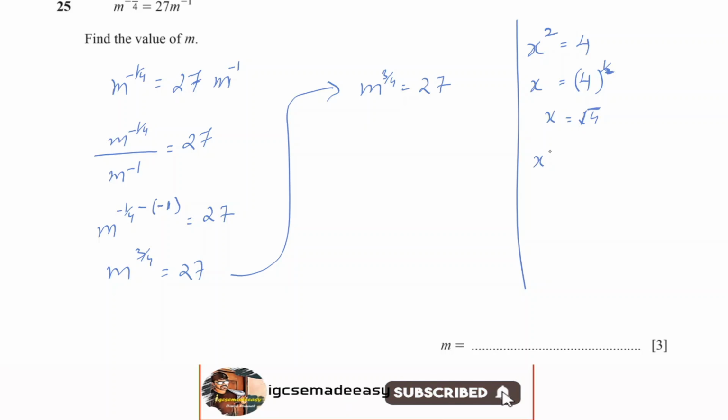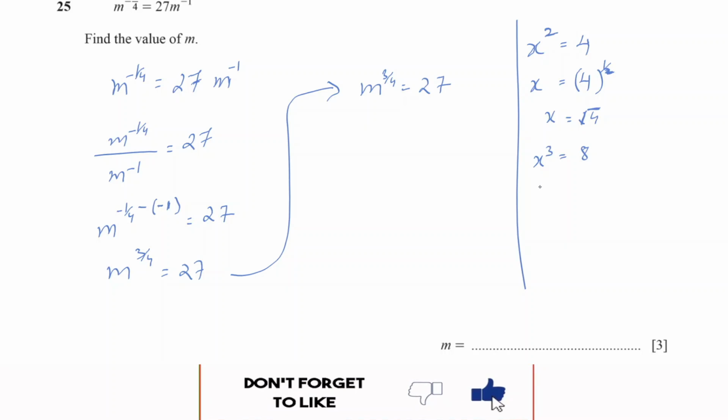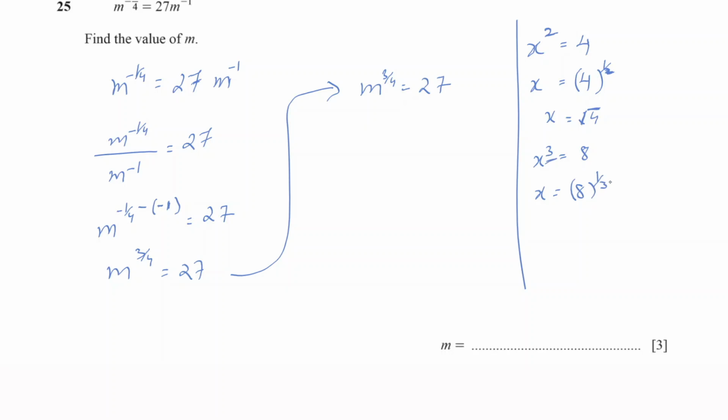Let me give you one more example. x cube is equal to 8. If I want to remove this cube and write it on the other side, it becomes 1 by 3, that is the reciprocal of this one. Reciprocal of 3 is 1 by 3, right? Same way, that is equal to cube root of 8. So same way, m raised to power 3 by 4 is equal to 27. If I want to remove this 3 by 4, on the other side instead of 3 by 4 it will be 4 by 3, the reciprocal of that, as it's happening here also.